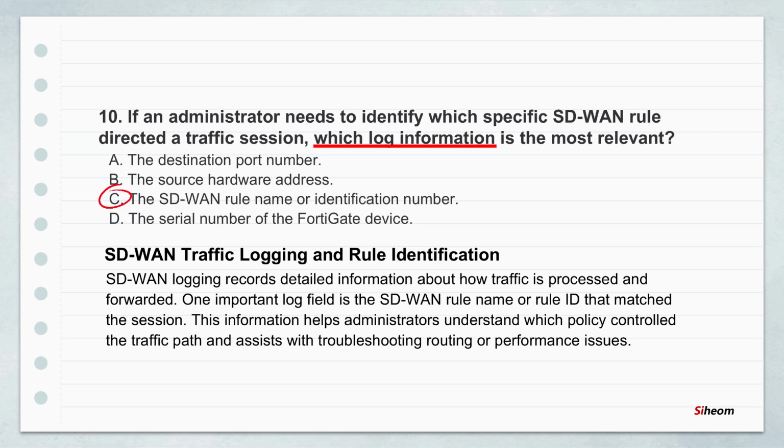Exactly. So when a user submits a ticket complaining about asymmetrical routing or extreme latency on a specific database query, looking at the destination port or the source MAC address in the logs tells you absolutely nothing about the policy logic. Right, because the port just tells you it was HTTPS traffic. It doesn't tell you why the FortiGate decided to shove that specific HTTPS session out of the backup LTE connection instead of the primary fiber link. Precisely. By capturing and forwarding traffic logs to a centralized platform like FortiAnalyzer, engineers can query this specific session and look at the rule ID or UUID that the FortiOS engine actually matched.